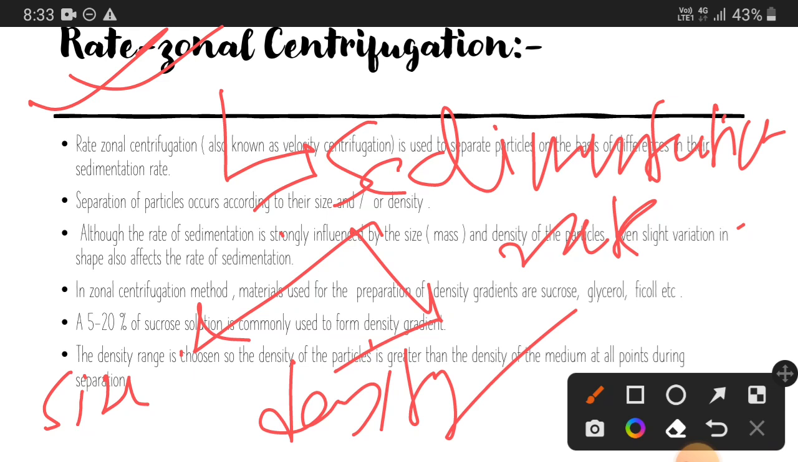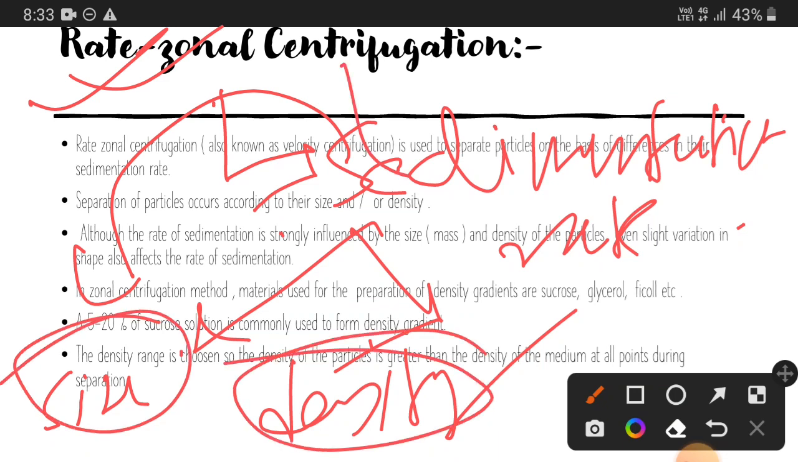Although the sedimentation rate is greatly influenced by size and density, rate zonal centrifugation is also influenced by slight variations in the shape of the molecule. Why? Because shape is inversely related to the frictional force. A compact molecule exhibits lower friction and an extended molecule exhibits greater friction, and friction plays an important role in retarding the movement of molecules during centrifugation on the basis of their sedimentation rate. That is the reason size, density and shape, three factors, play a vital role in rate zonal centrifugation.